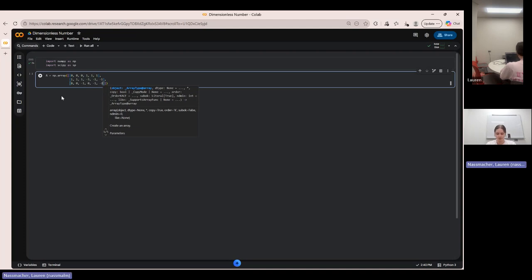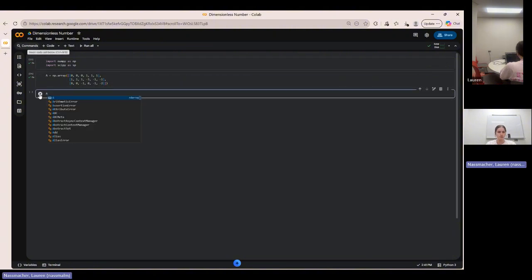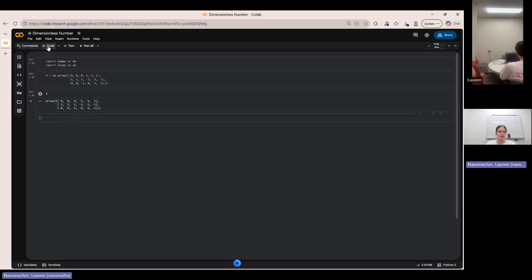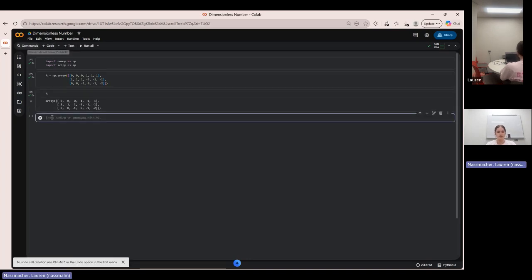-2 in pressure, sorry. We'll run that, make sure that works. There we go, there's our array. So from here, we want to find our null space. So we'll label that NS. You can label it whatever you desire, but I think NS is a good choice.